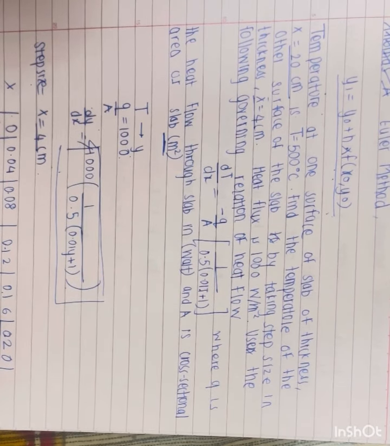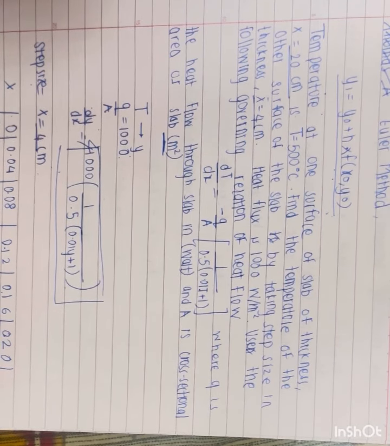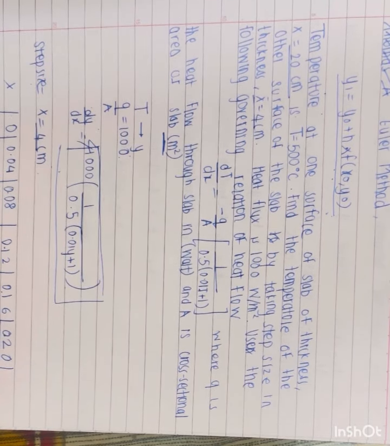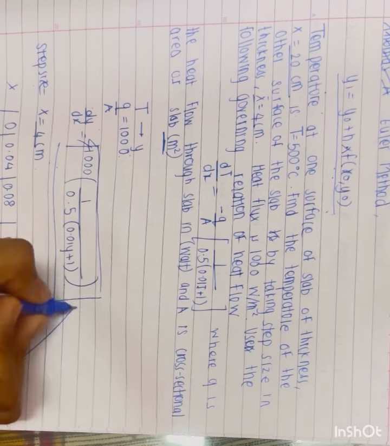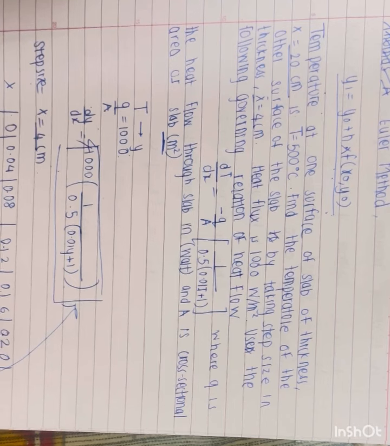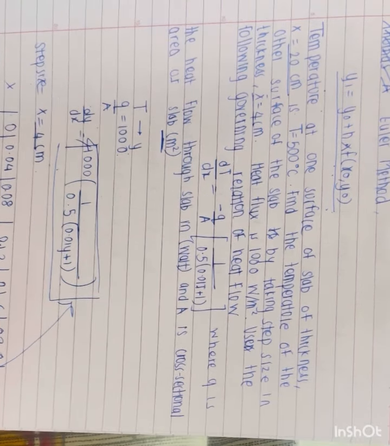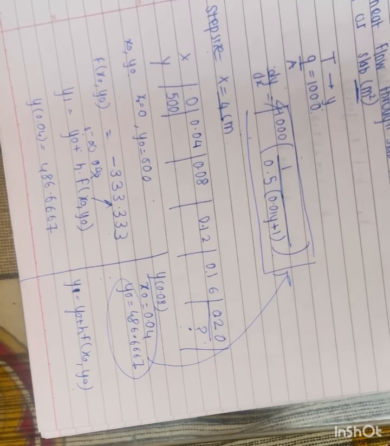Okay, so this was the first step, and now in the next step we have to go till here. So you will have to find y at 0.08. Here x naught will be 0.04 and y naught will be 486.6667. Then you have to do the same thing: substitute this over here and then calculate y1 equals y naught plus h f of x naught comma y naught. I hope this is clear. Actually it is very easy, so I hope you guys must have understood.